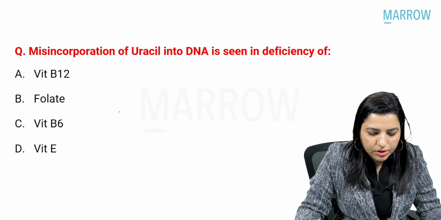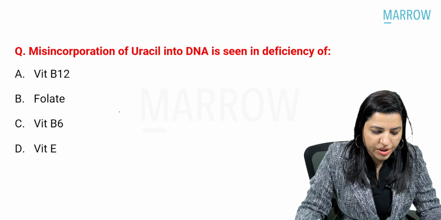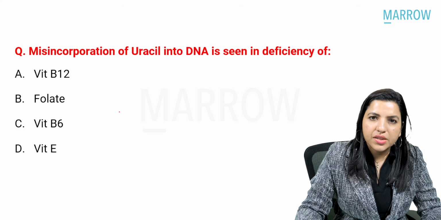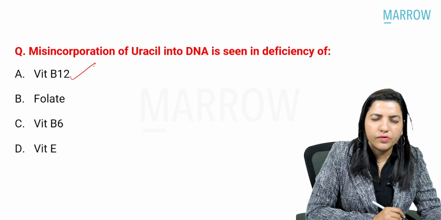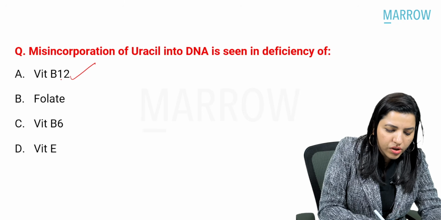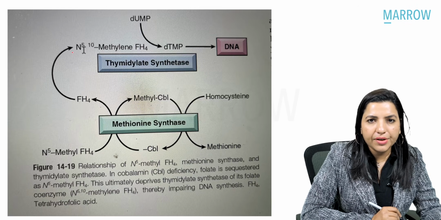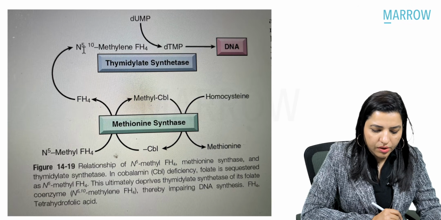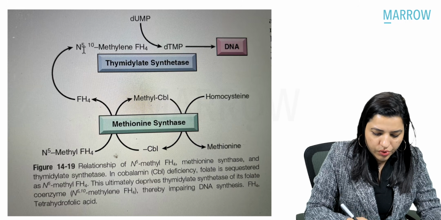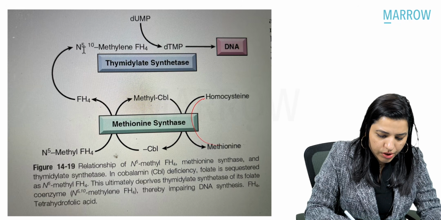Misincorporation of uracil in the DNA is seen in the deficiency of. So it is seen in the deficiency of B12. Folic acid is also right, but more correct I feel is the B12. Because this is a diagram that is given in Robbins. Here we can see in the step of methionine synthesis, where homocysteine is converted to methionine.